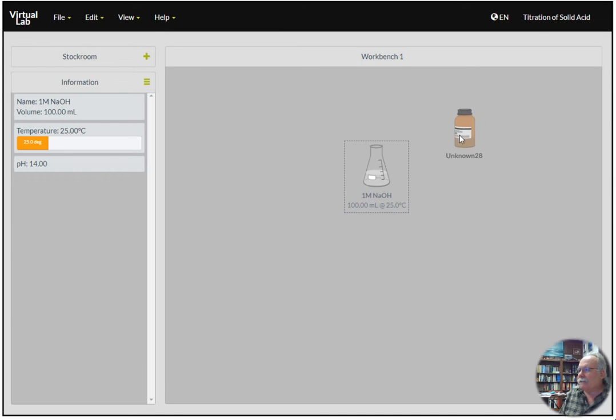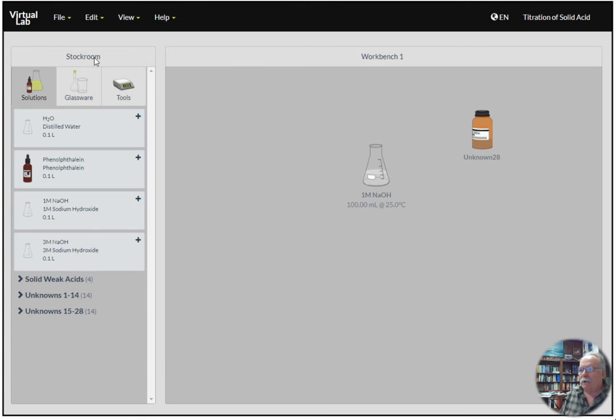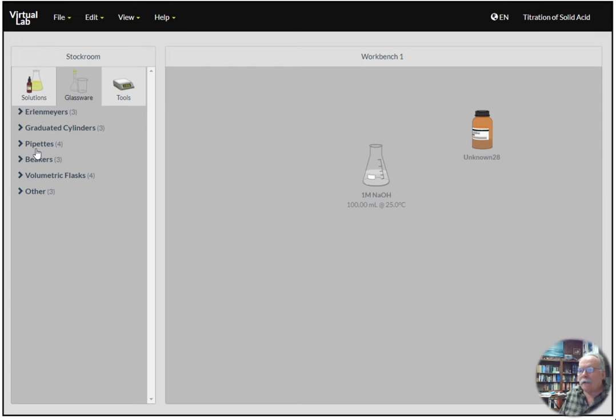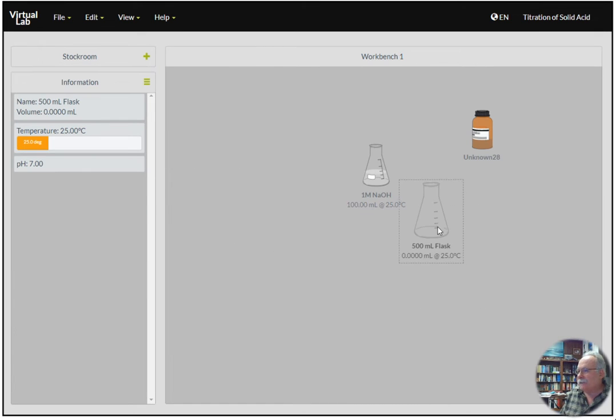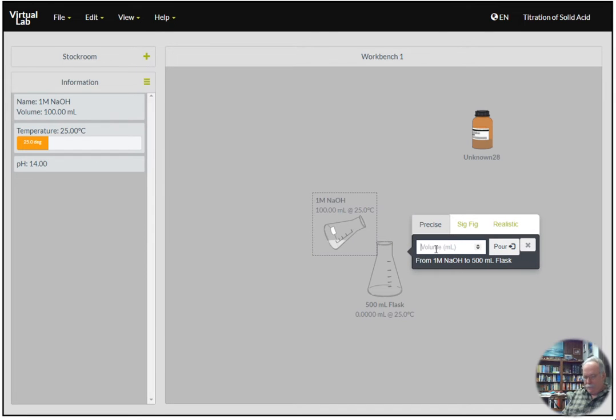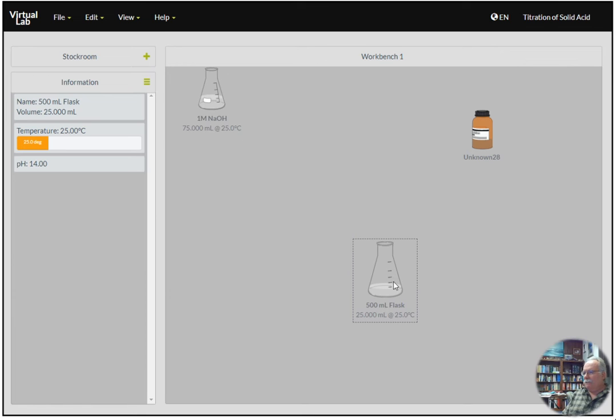Now, the question we're going to ask ourselves is how much of this unknown acid is required to neutralize 25 mils of the base. Then I will dilute that unknown acid into water, and I'll do a titration, and I know my endpoint will be around 25 mils. So I'm going to go into the stock room, and I'm going to grab an Erlenmeyer flask, and to keep things visually simple, I'm going to use a different size. And I'm going to transfer 25 mils. So if I type here 25 and hit pour, I've transferred 25 mils into this flask.